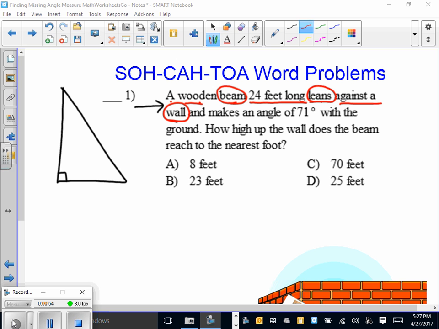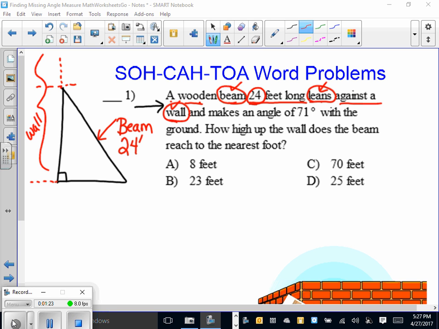So right now I know I have a beam and I have a wall and it's leaning. So therefore, if it's leaning, that means that the slanted part of my right triangle is my beam, so we're going to label it as beam. It is 24 feet long according to the problem. It leans against the wall, so that means that this right here is our wall.